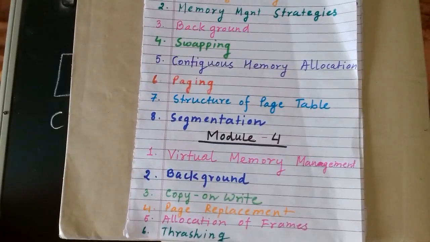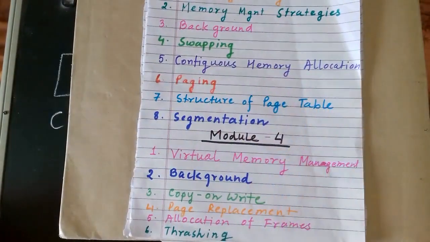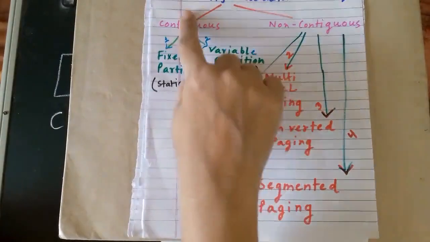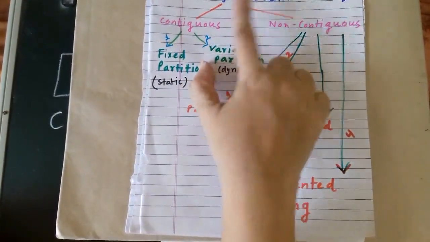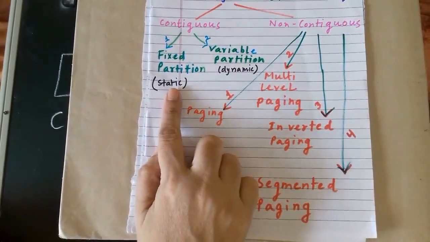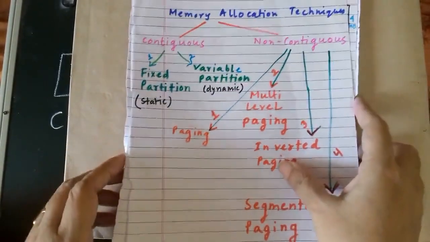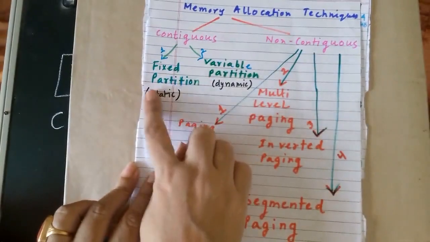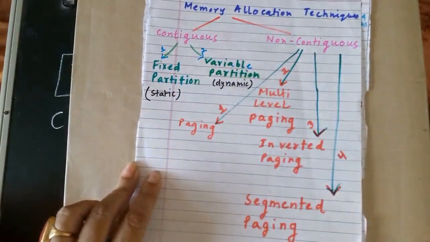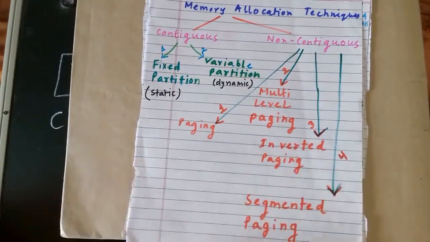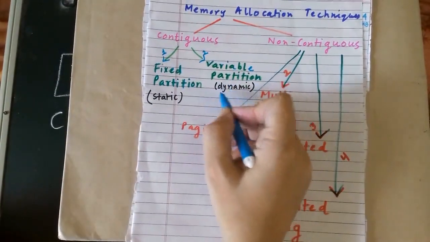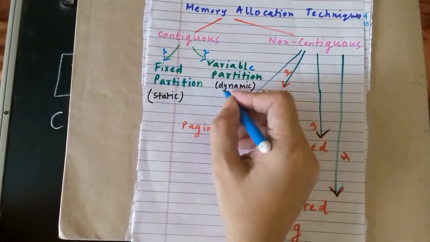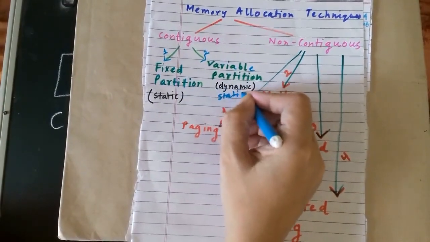Now we will move to our next topic, contiguous memory allocation. So what is contiguous memory allocation? Before we discuss that, memory allocation technique is divided into two parts: contiguous and non-contiguous. Contiguous is divided into number 1 fixed partition and number 2 variable partition. Even though I wrote dynamic, it is actually not dynamic, but it has a little dynamism. This is also actually a static technique only.